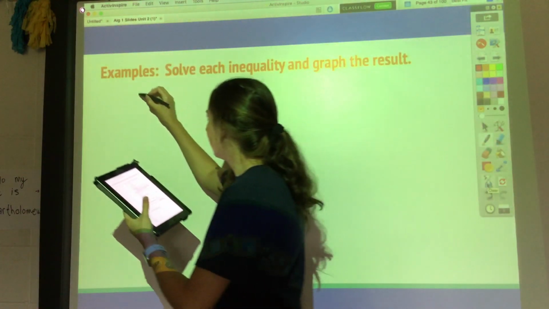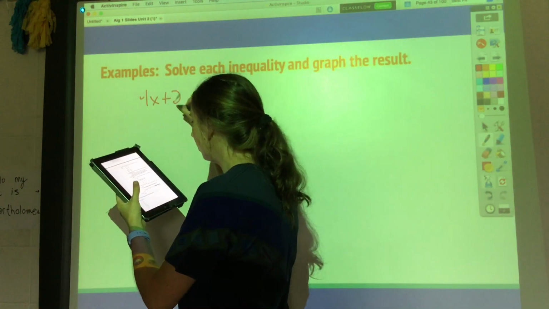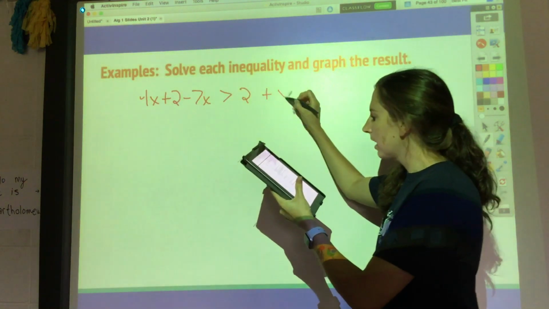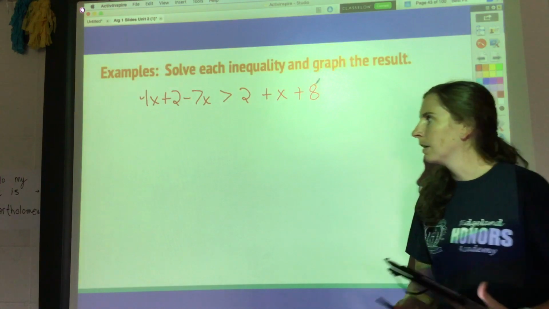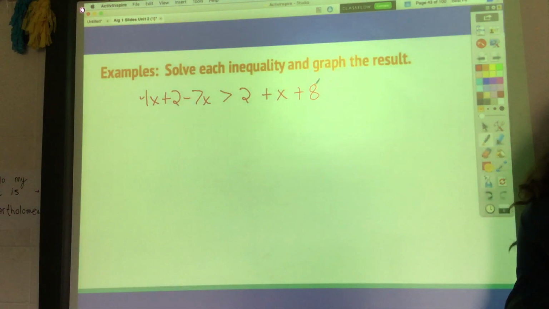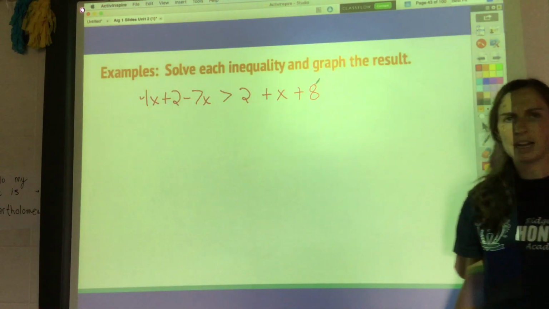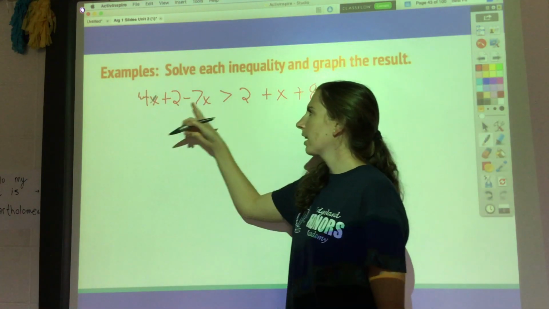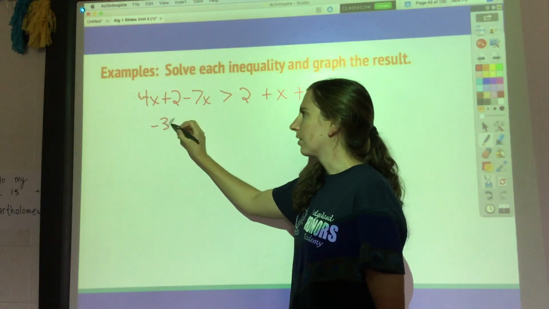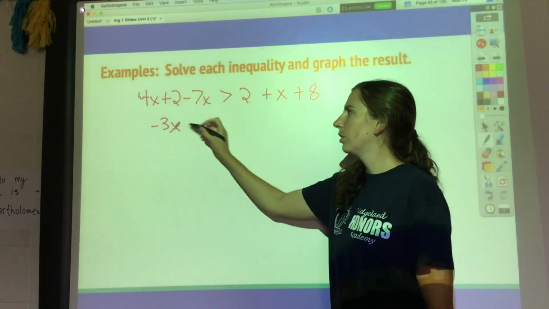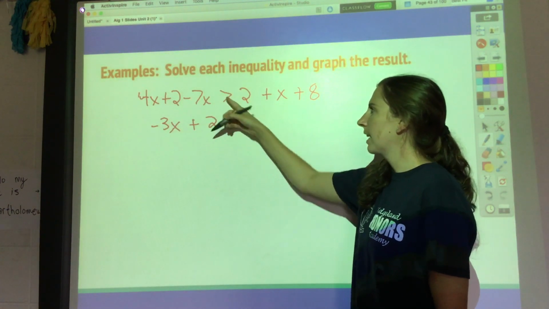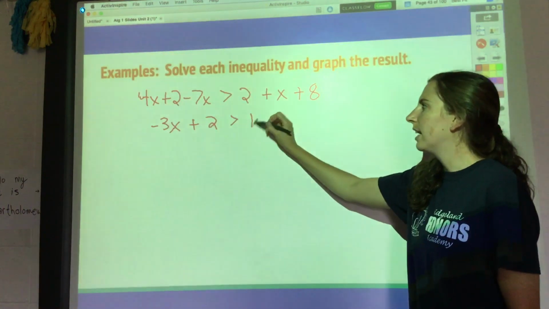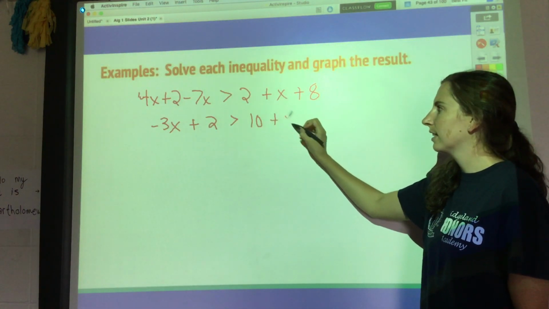Let's do 4x + 2 - 7x > 2 + x + 8. Before I get started on this one, I need to combine some like terms, just like we have been doing. So 4x - 7x is -3x + 2, and that's greater than 2 + 8 is 10 plus a bonus x.